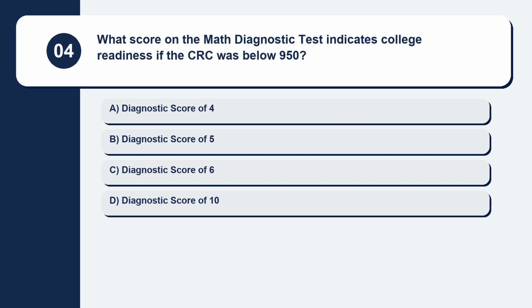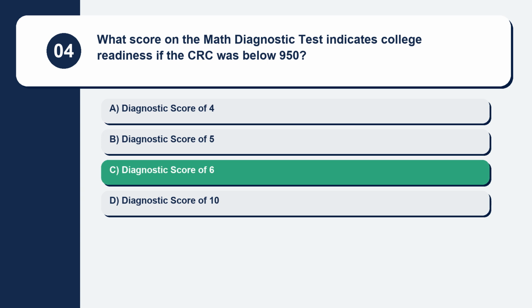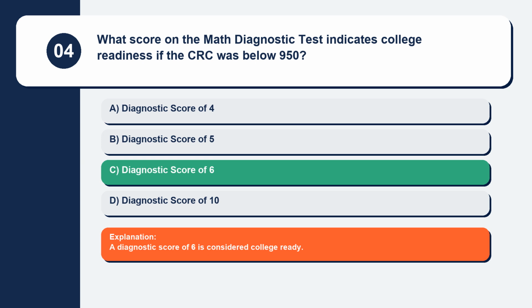Question 4. What score on the math diagnostic test indicates college readiness if the CRC was below 950? Diagnostic score of 4. Diagnostic score of 5. Diagnostic score of 6. Diagnostic score of 10. A diagnostic score of 6 is considered college ready.